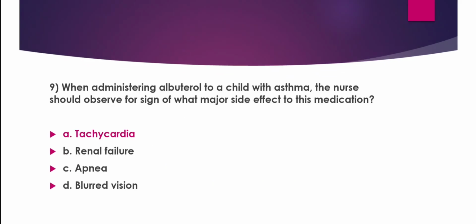Question number 9. When administering albuterol to a child with asthma, the nurse should observe for signs of what major side effect of this medication? Option A, tachycardia. Option B, renal failure. Option C, apnea. Option D, blurring of vision. Option A, tachycardia is correct.